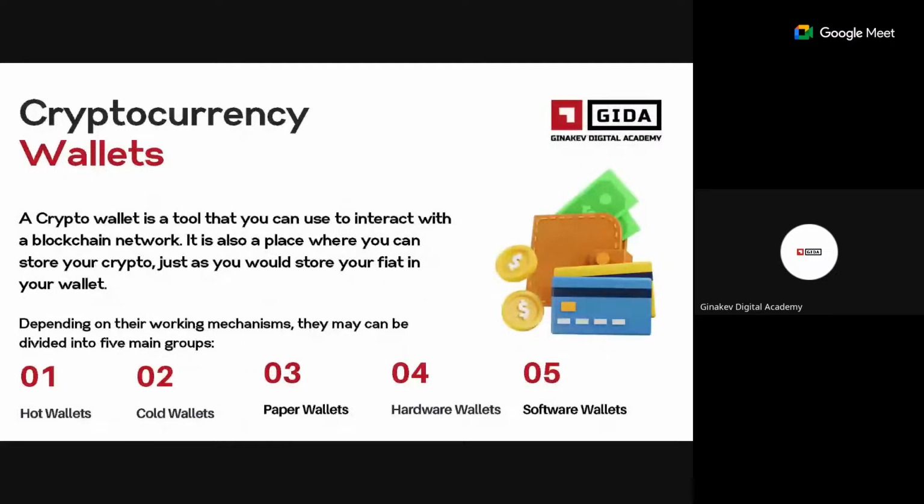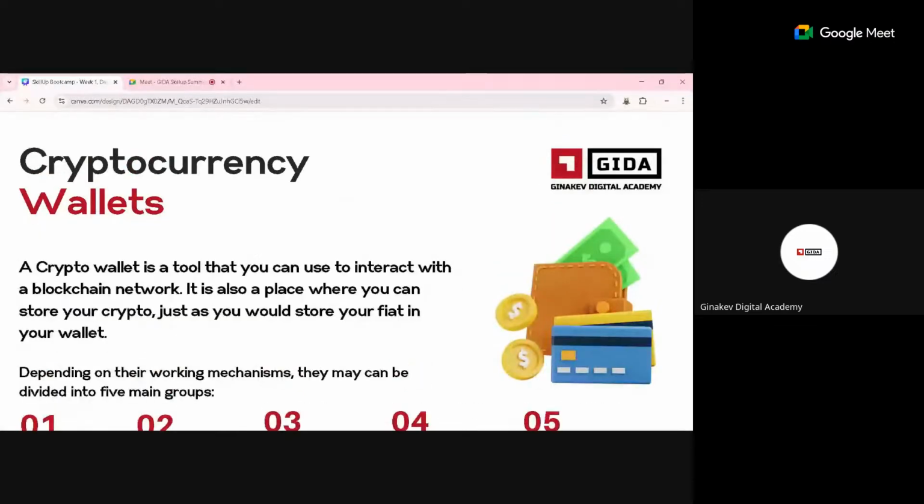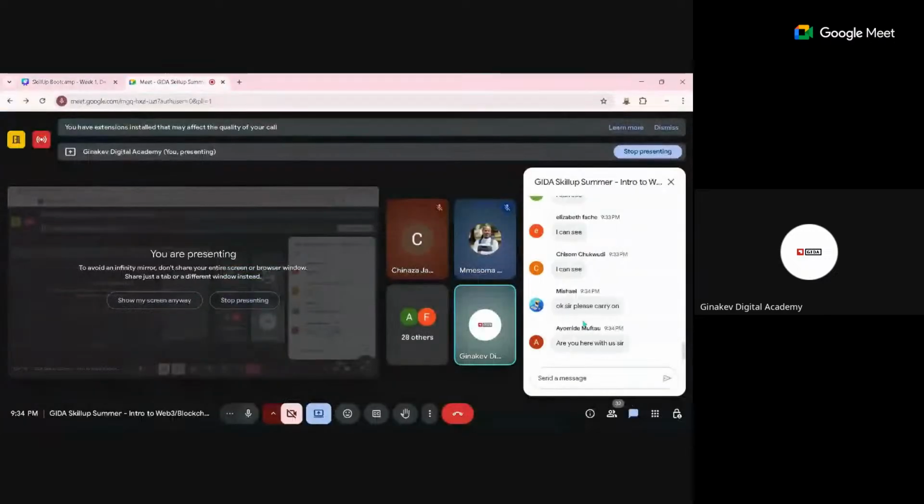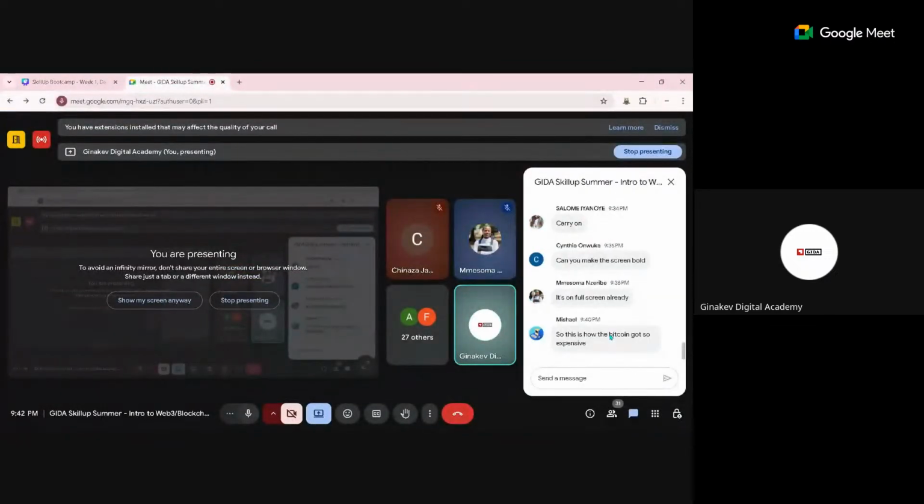So I think I've explained there. Now we'll be moving to cryptocurrency wallets. But before we proceed, please, is anybody lost or are we still together? Somebody said this is why Bitcoin got so expensive. Yes, that is how Bitcoin got so expensive. Zainab, unmute yourself. Do you understand?